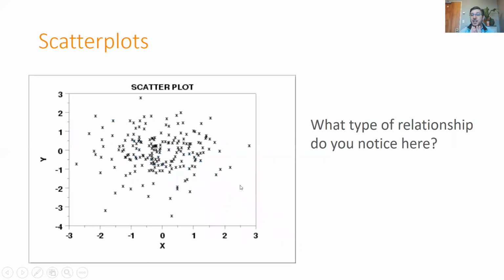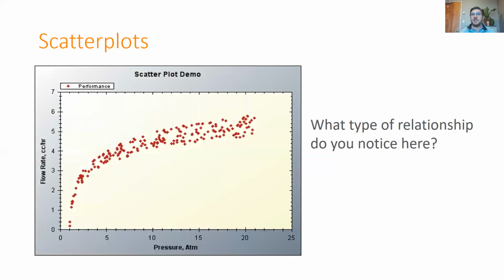What about this scatter plot? What do you notice? It really seems like it's a random scattering of points. We might say that there's no linear relationship here. So the correlation would be pretty close to 0 in this instance.